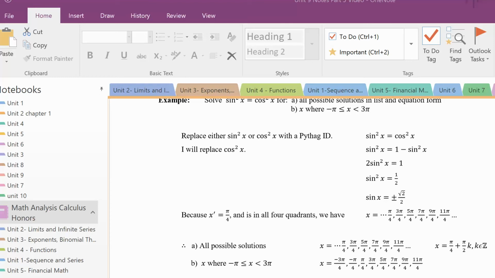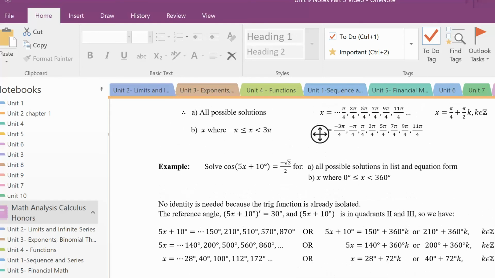And notice, because it's a plus or minus here, that means it's in all 4 quadrants, meaning it can be in the first, second, third, or fourth quadrant. So that's why it's all the pi over 4 angles. And then I just kept going past 2 pi, because it says find all possible solutions. And then there will be a pattern.